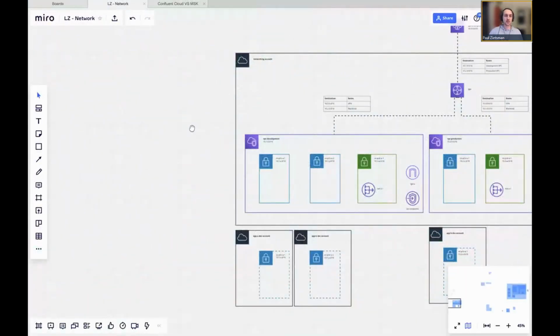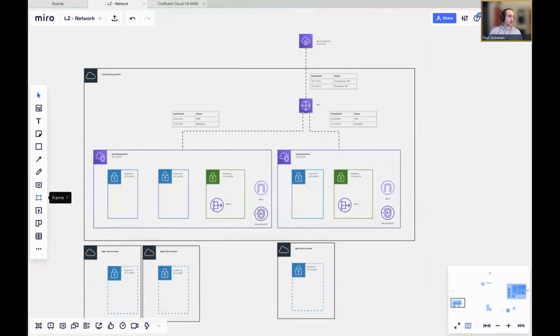Oh shoot, man, I'm losing myself. This is what the network now looks like. I couldn't get into the slide.